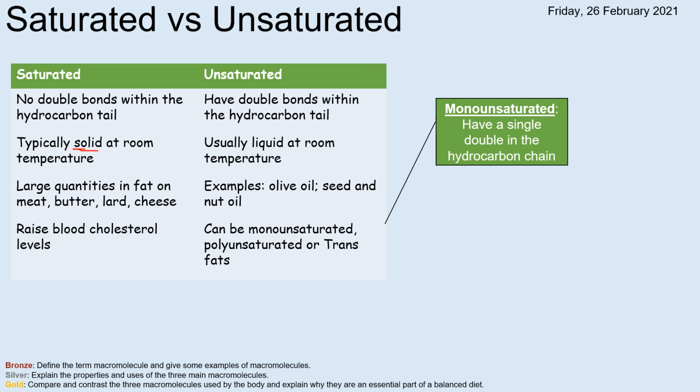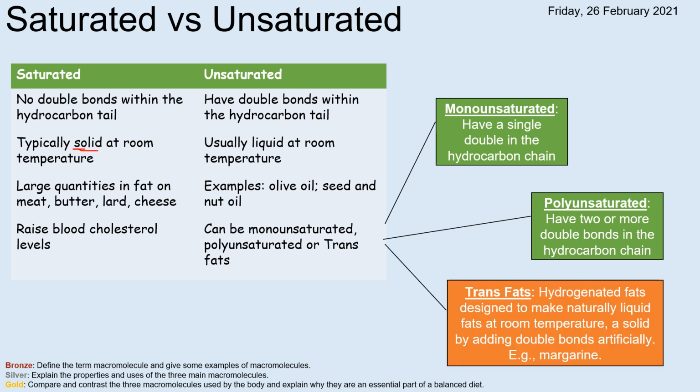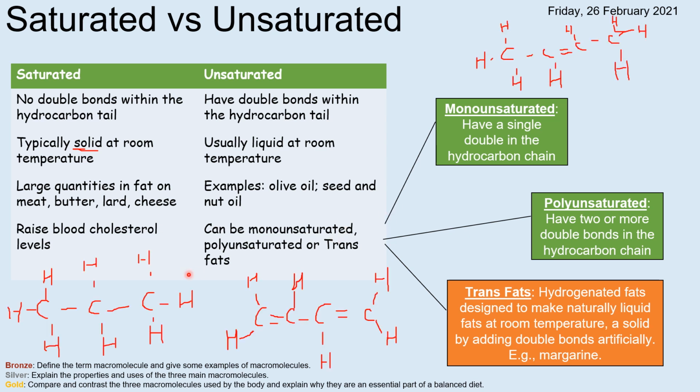Unsaturated, on the other hand, have double bonds within the hydrocarbon tail. They are usually liquid at room temperature. Examples are olive oil, seed, and nut oil, and any oil in general. They can be monounsaturated, which means they have a single double bond in the hydrocarbon tail. Polyunsaturated, which means they have two or more double bonds in the hydrocarbon tail. Or they can be trans fats, and that means they are fats that were originally saturated and they were forced to be unsaturated by artificially adding double bonds in them. And an example of that would be margarine.